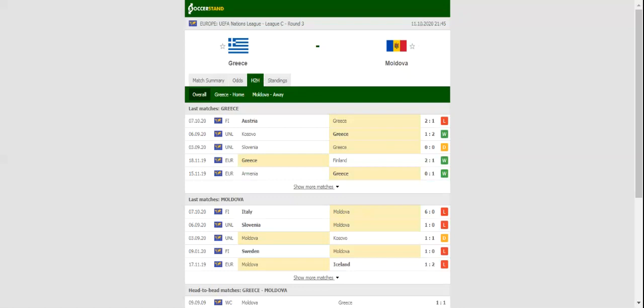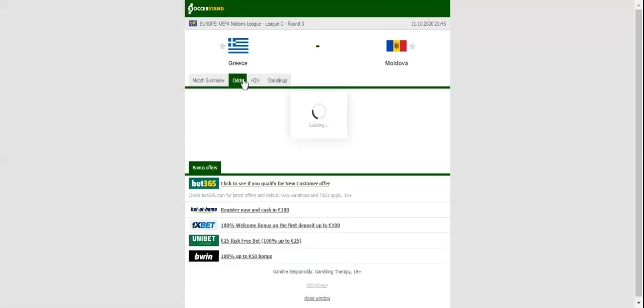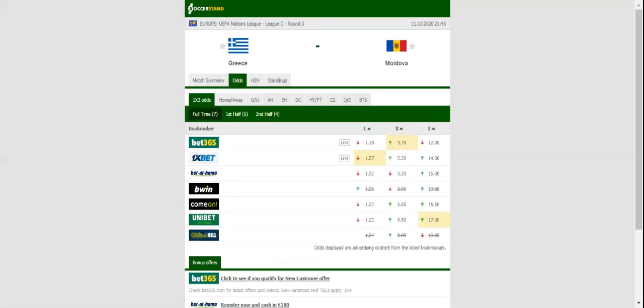In their last meeting in Athens, Greece recorded a routine 3-0 win over Moldova, and the history is likely to repeat itself. Prediction: 3-1.